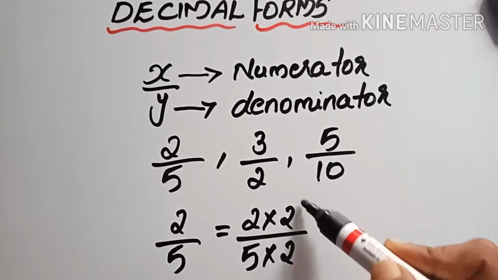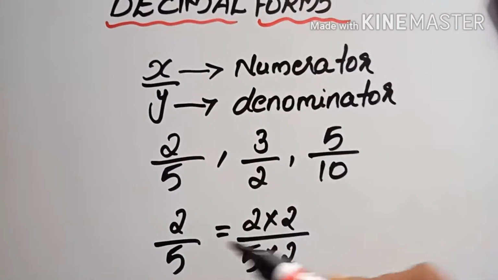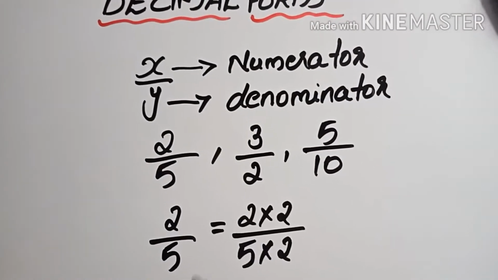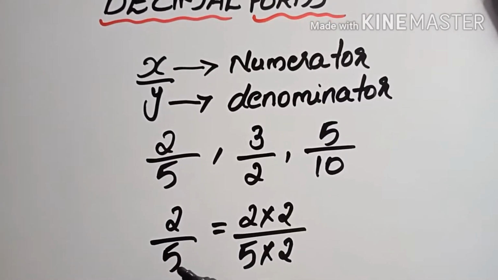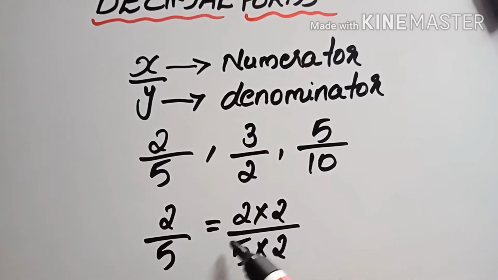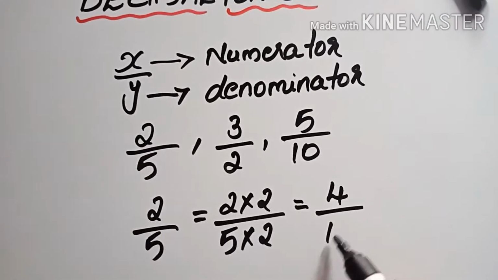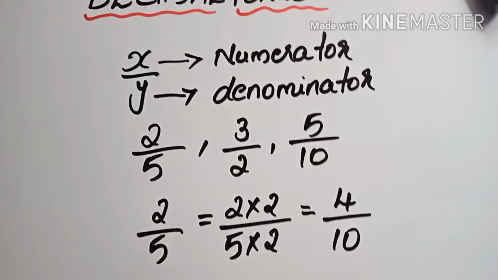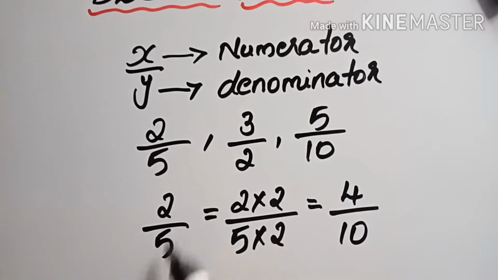If we are choosing 2 as the number to multiply, the same 2 you have to multiply with the numerator and with the denominator. It is not possible to multiply the numerator with 2 and the denominator with any other number. That is wrong. So 2 by 5 equals 2 into 2 by 5 into 2. What will be the answer? 4 by 10. 4 by 10 is an equal fraction of 2 by 5. When we simplify 4 by 10, we will get the same answer, 2 by 5.